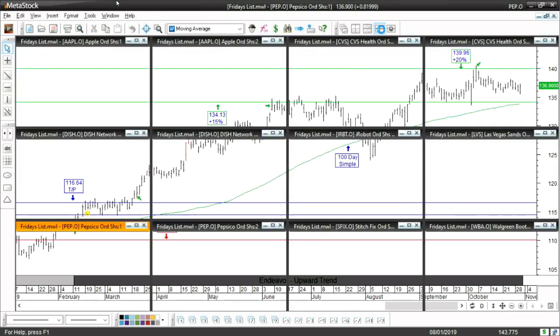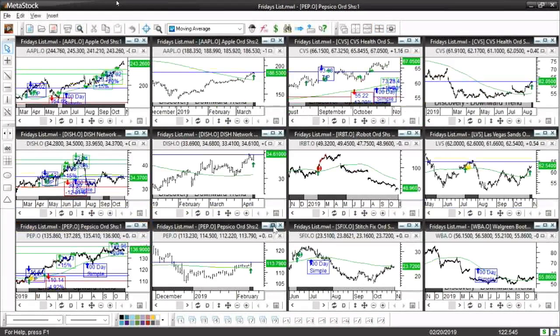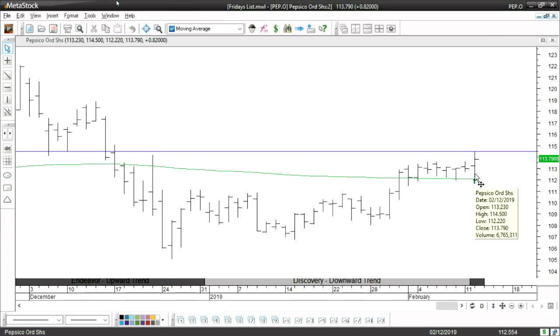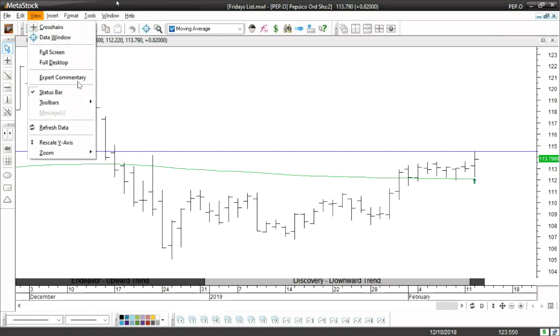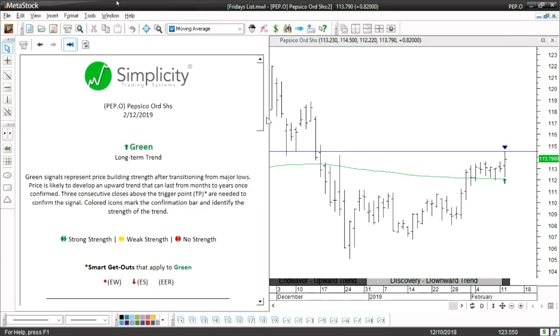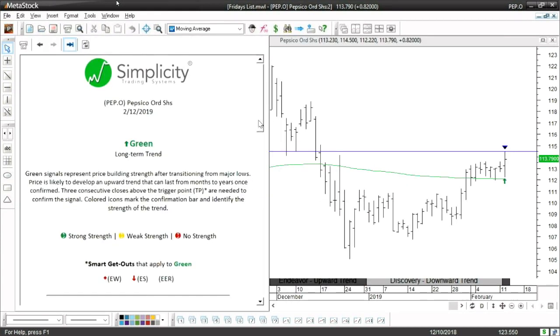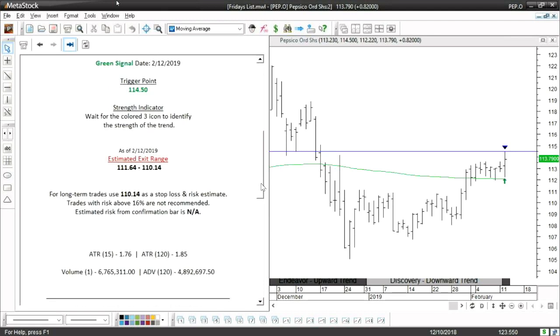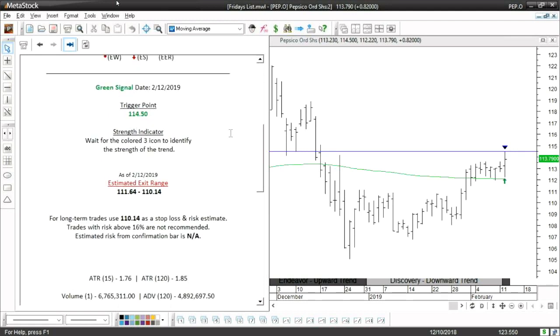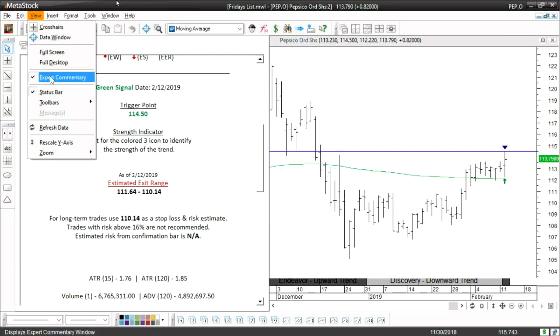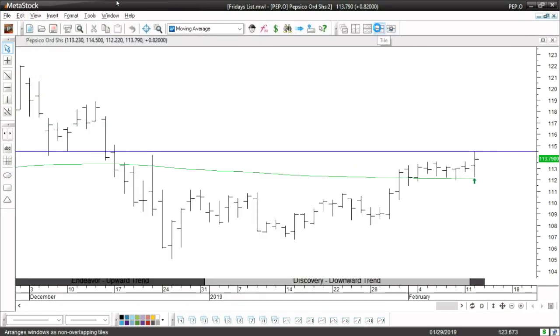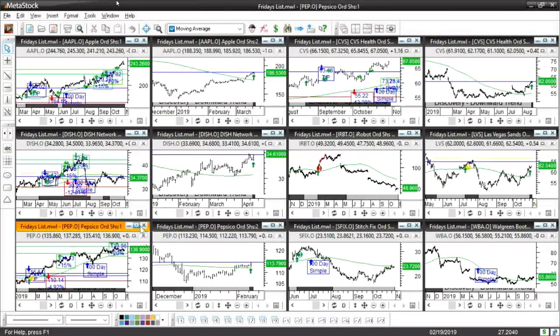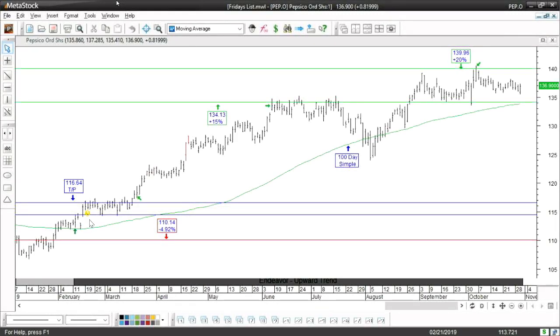So let's go back and look at the day when we got the arrow, back on 2/12 of 19. We go to our commentary, and I'm only going back like this so I don't have to backdate the chart for you. Our trigger point was 114.50. We apply it on the chart like we always do. Let's go back to this live chart here. Okay, here's our trigger point.